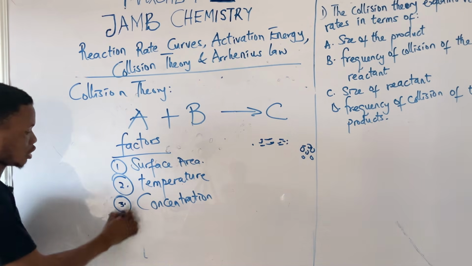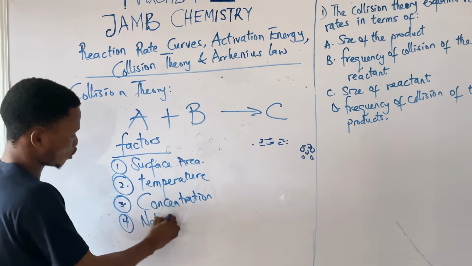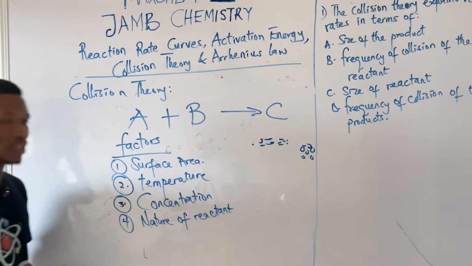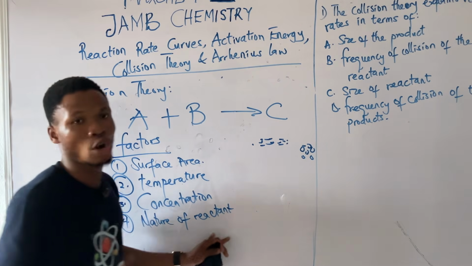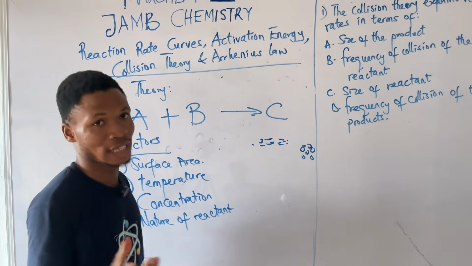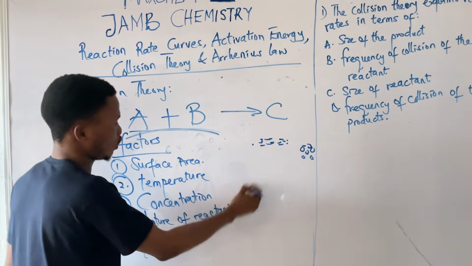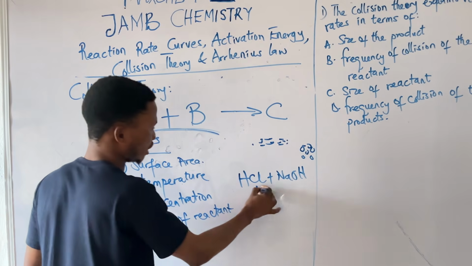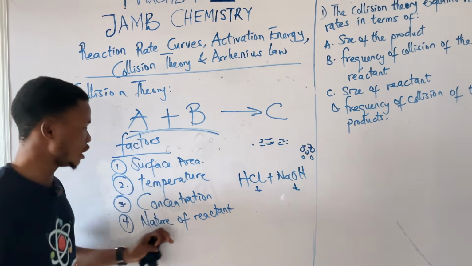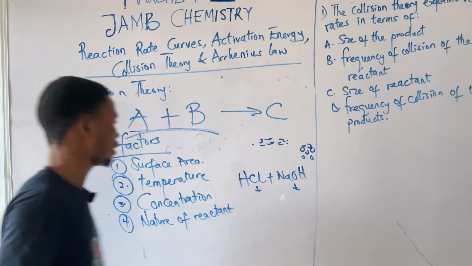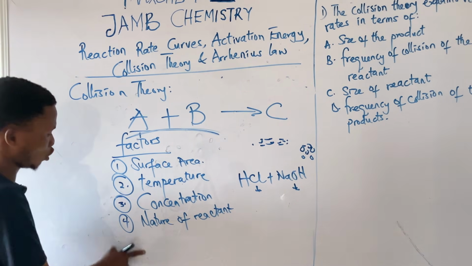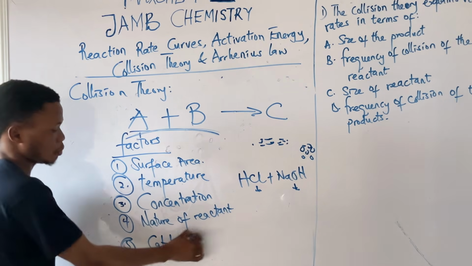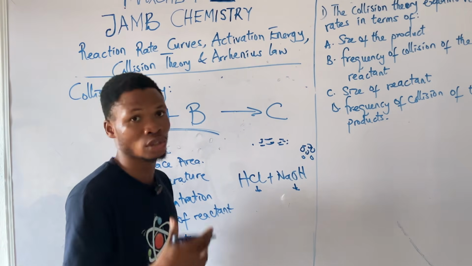Another one is the nature of reactants. The nature of the reactants is the composition of your substance, that is, the reactant. For example, when HCl reacts with NaOH, this one is an acid and this one is a base. So the nature of the reactant will determine our collision. Also, catalyst, because a catalyst will speed up reaction; it will increase the collision rates.